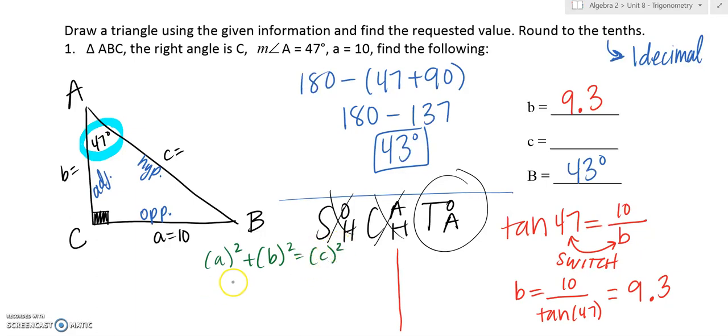I'm going to plug in what I know. I know A is 10, so I can replace that. We just found B, that's 9.3. I have no idea what C is. I'm going to find that.